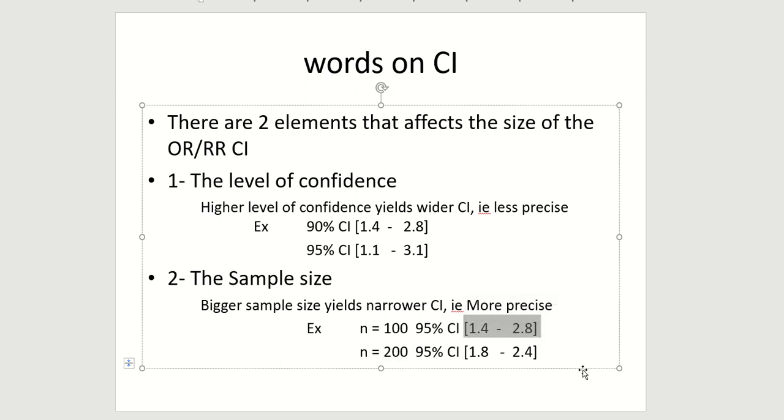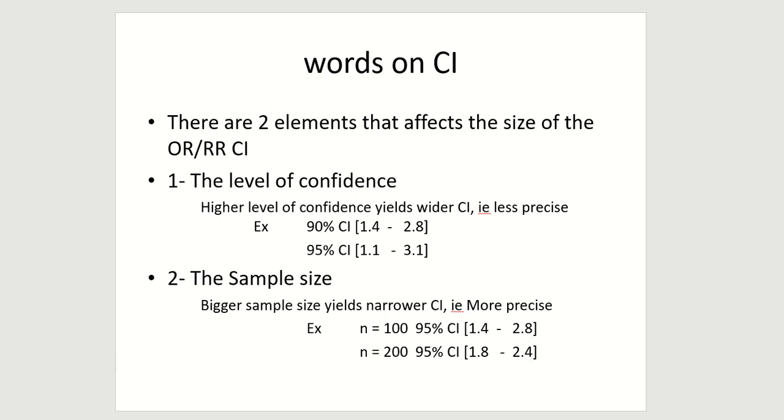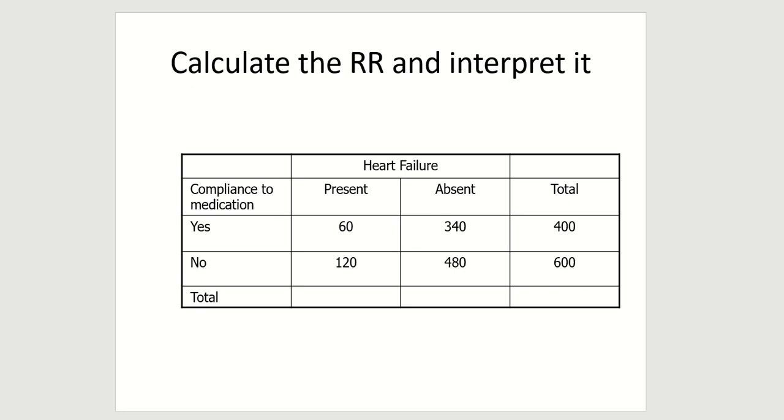The second one, since the sample size is larger, has to have a narrower confidence interval. And to become narrower, the two limits have to move towards one another. So the 1.4 goes up to 1.8 and the 2.8 comes down to 2.4. And then you have a narrower confidence interval, more precise. Okay. All right, so here's a table, and in this example, I ask you to calculate a relative risk and to do an interpretation. That is going to probably be on your assignment.